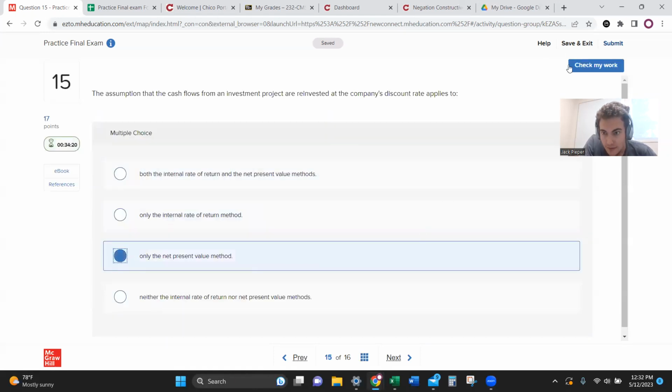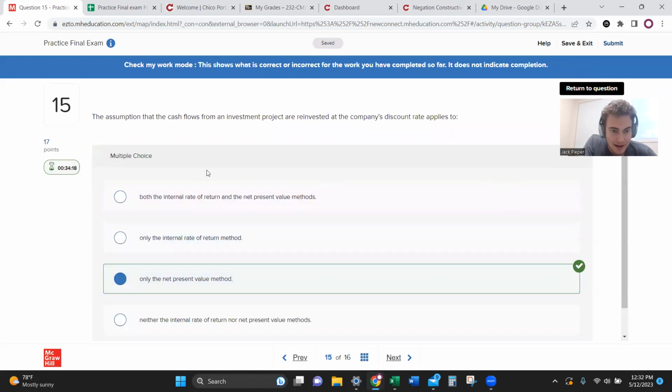Nope. Just one. First try. Yeah, there we go. So yeah, only the net present value method. The internal rate of return method does use the internal cash flows or the internal desired rate of return, but it doesn't compare it to anything. But the net present value method does when it comes to making decisions.